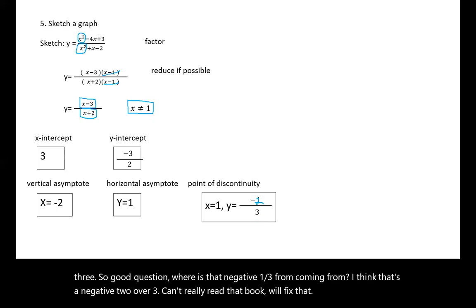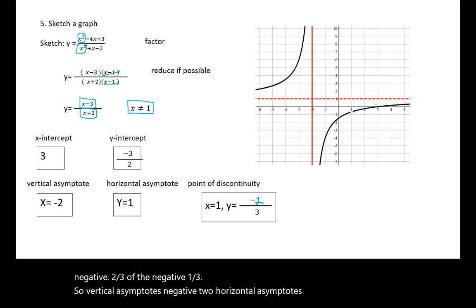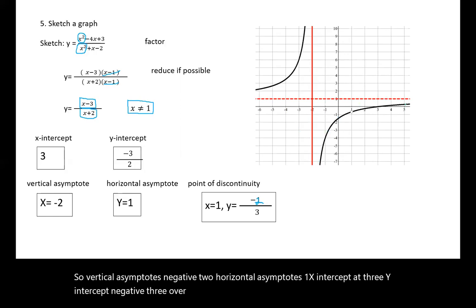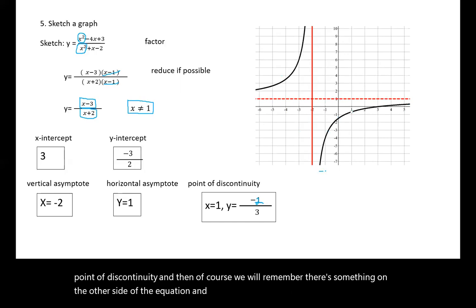Check -2/3. Okay, let's check our graph, and that looks more like -2/3 than -1/3. So vertical asymptote -2, horizontal asymptote 1, x-intercept at 3, y-intercept -3/2. We connect those, and then we put a hole for the point of discontinuity. And then, of course, we remember there's something on the other side of the equation. And we remember that if we are negative on one side of the asymptote, when you cross, it should start as positive.